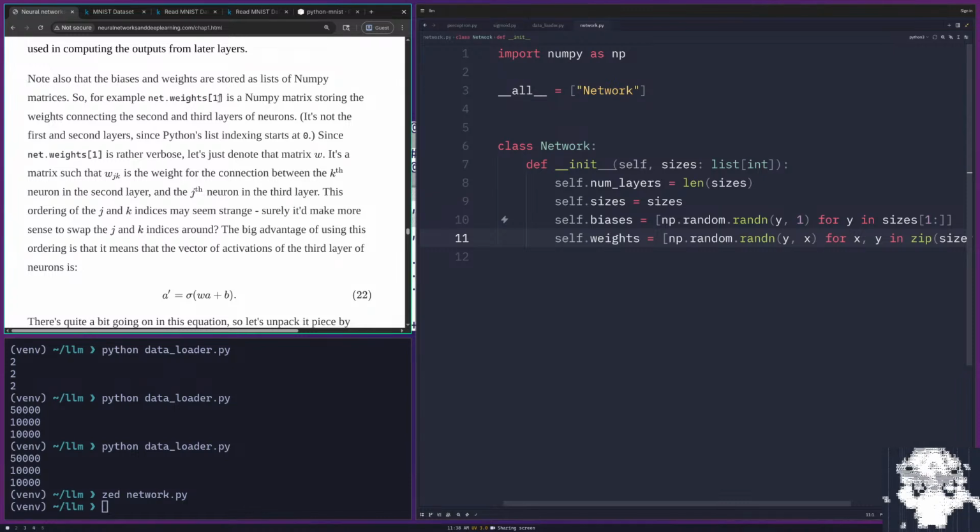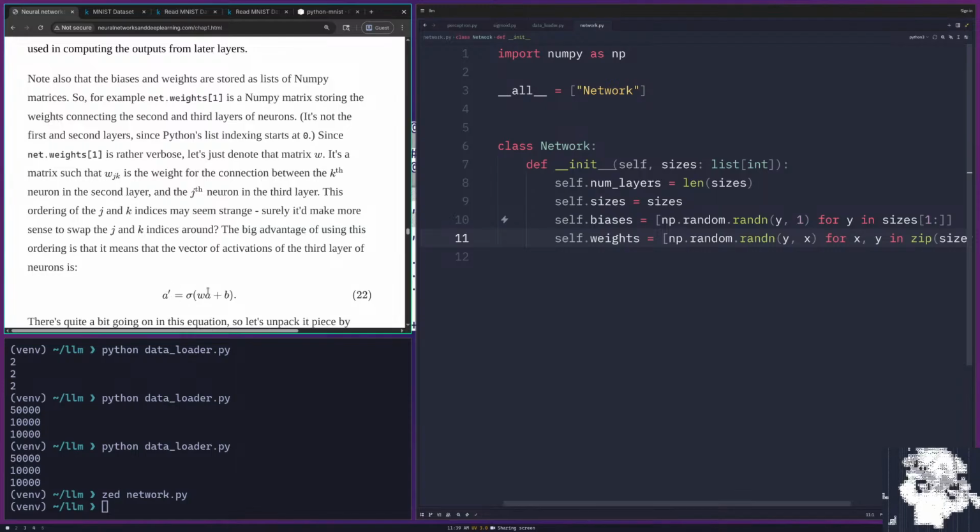This ordering of the j and k indices may seem strange. Surely it'd make more sense to swap the j and k indices around. The big advantage of using this ordering is that it means that the vector of activations of the third layer of neurons is a' equals sigmoid of Wa plus b.